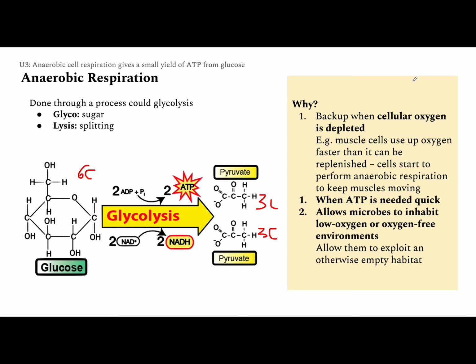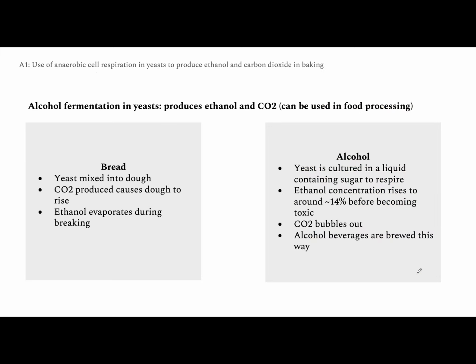So you might be wondering why we carry out anaerobic respiration if it produces a way smaller yield of ATP. This is because it is a backup when cellular oxygen is depleted. We'll discuss more about this later. Basically, muscle cells use up more oxygen than can be replenished. So anaerobic respiration is done because it is a shorter process to provide ATP without oxygen, when ATP is needed quickly, and for microbes in low oxygen or oxygen-free environments.